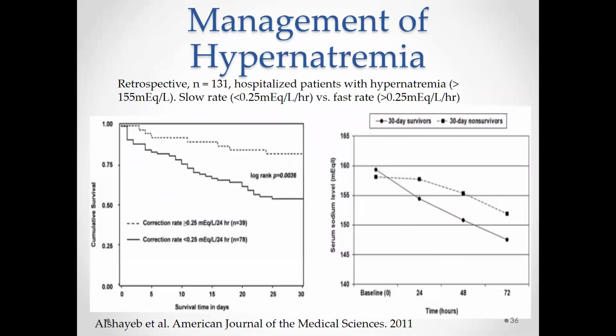Here's another study, retrospective again. They compare hospitalized patients with hypernatremia of 155. They correct them and divide them into 2 groups, fast versus slow, and the cutoff rate is 0.25. We can look at the Kaplan-Meier curve here, and we can see that a correction rate greater than 0.25 has better mortality benefits.